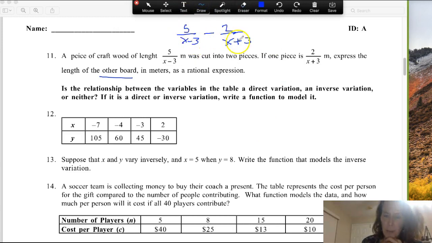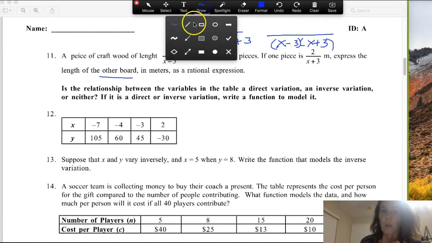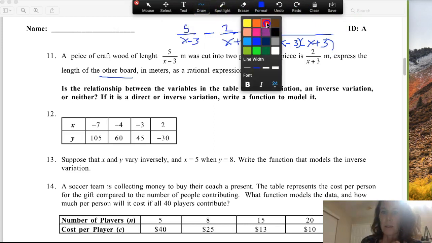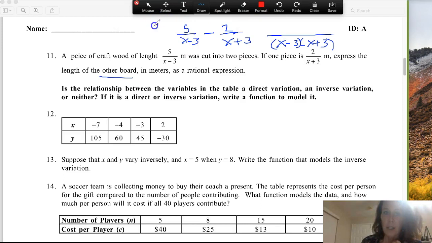Unfortunately, I do not have a common denominator. They don't make it that easy. So I have to get the common denominator of x minus 3 times x plus 3. I'm going to write this once, so I'm going to put these all together anyways. To get this to have that denominator, I need to multiply top and bottom by x plus 3. If I multiply top and bottom by x plus 3, I get this denominator.